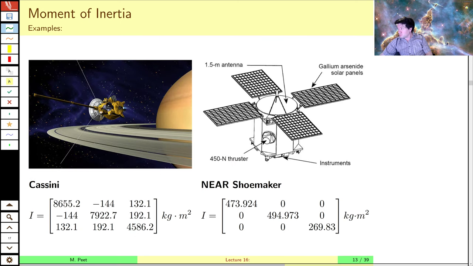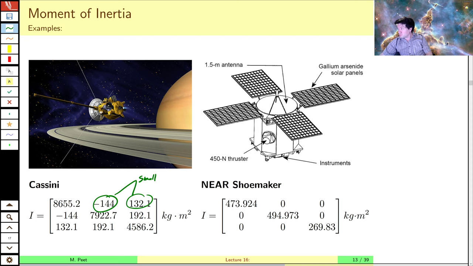So let's go to some actual spacecraft here, let's look at them, right? So here's Cassini. Here's the inertia tensor. These off-diagonal terms are relatively small compared to the diagonal terms. So, real spacecraft are rarely perfectly axisymmetric, and that may be due not just to the geometry, but where the components are located, how much fuel is used up. So real spacecraft tend to not be perfectly symmetric.